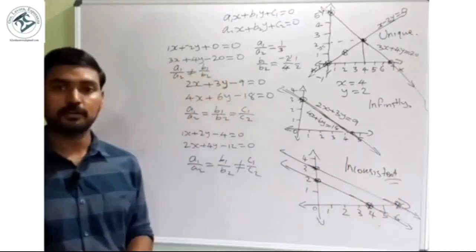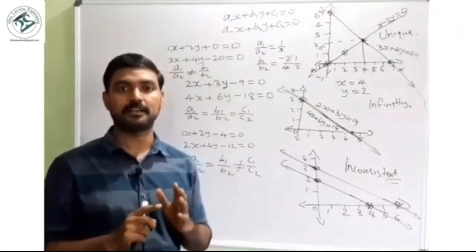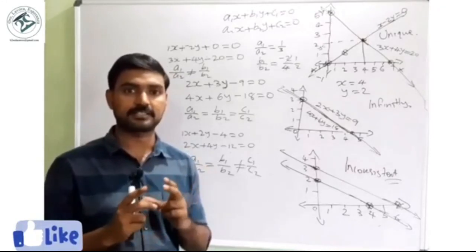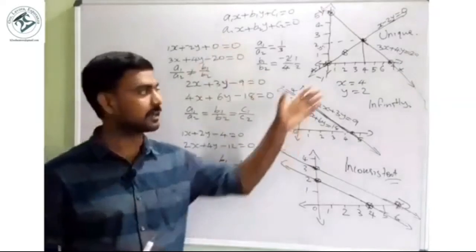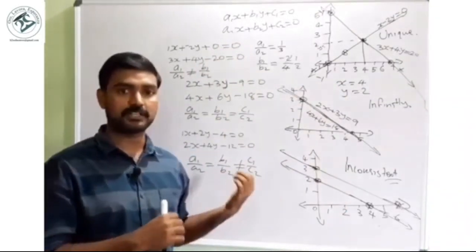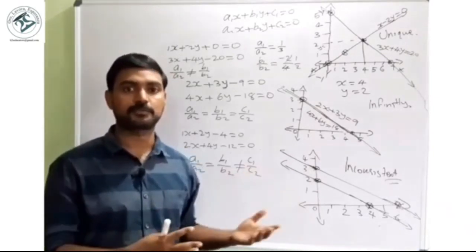So I am going to conclude the lesson. Before that I am going to summarize. Today we studied how to find the graphical solution of a pair of linear equations, and also we studied the relation between the coefficients a1, b2, c2 and the graph of the equations. By checking a1 by a2, b1 by b2 and c1 by c2, we can say whether there is a solution or not and which type of solution.